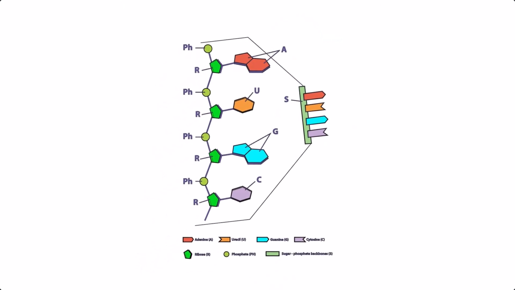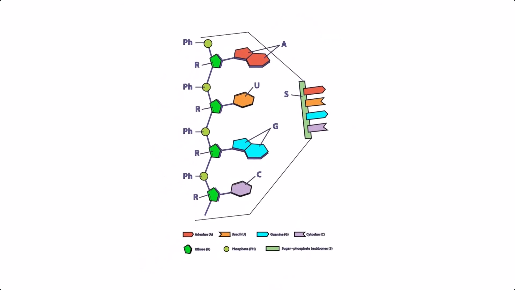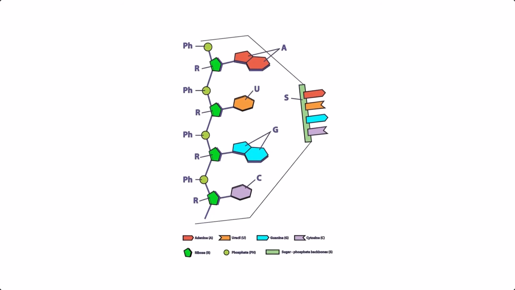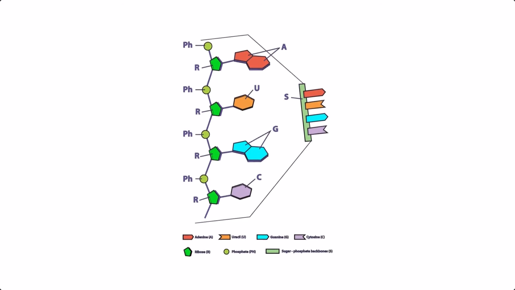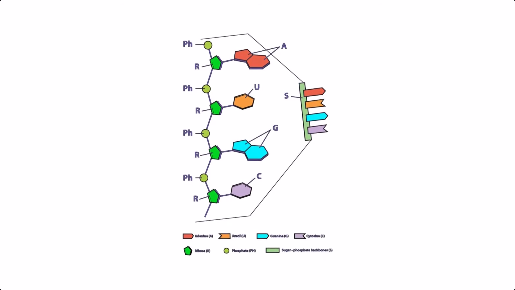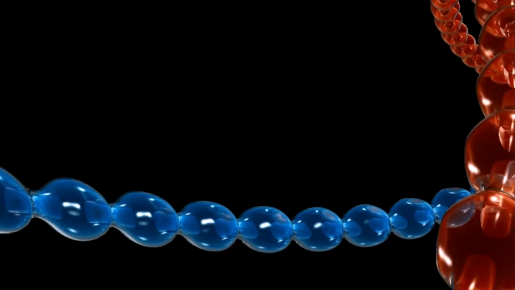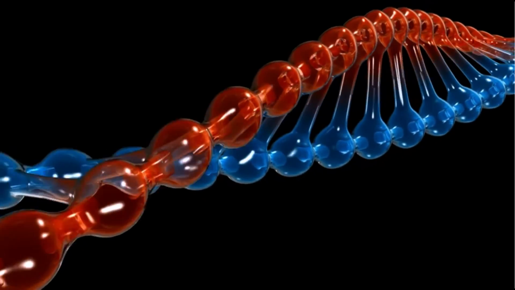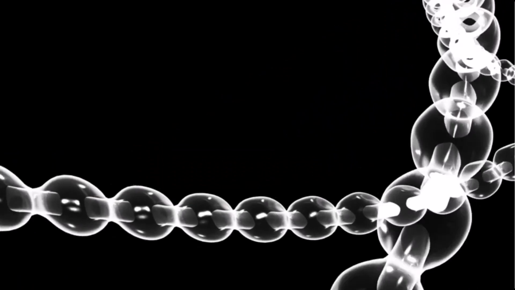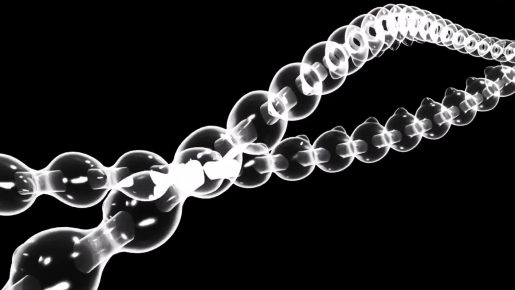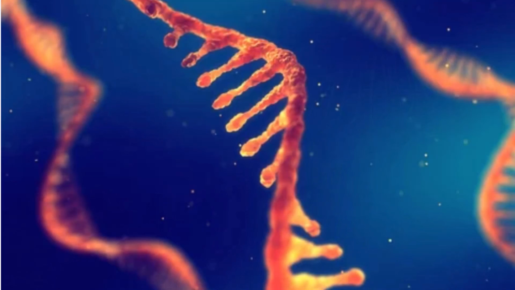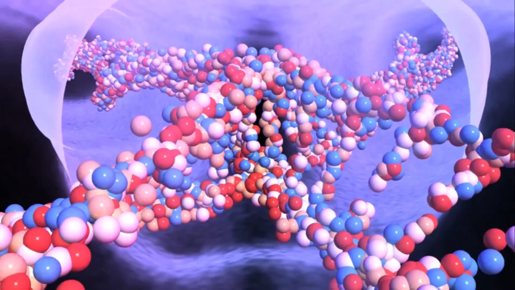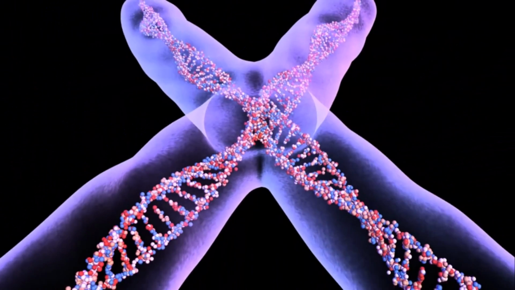The sugar in RNA is ribose rather than deoxyribose, and instead of the base thymine, RNA uses a base called uracil. Except for the presence of ribose and uracil, the RNA polynucleotide chain is identical to the DNA polynucleotide chain. RNA is usually found in living cells in a single-stranded form, whereas DNA exists as a double helix.